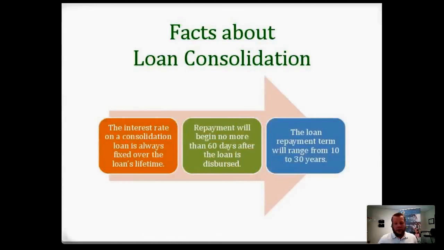Facts about loan consolidation: the interest rate is typically fixed over the life of the loan. Repayment will begin no more than 60 days after the payment's been disbursed. So here's another cool thing about the process of consolidation. Let's say, as in most cases, people are in this group, you're looking to be strategic with your finances to get to your goals. Well, what you can do is place your current federal loan repayment into forbearance to allow for consolidation. Let's say you place it in 90 or 120-day forbearance.